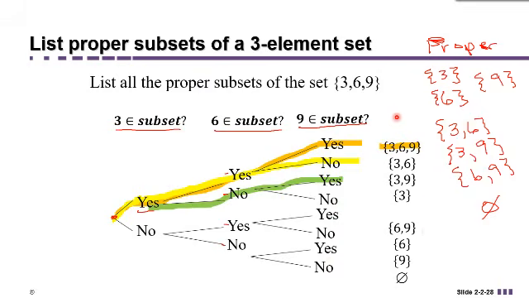Now the tree diagram gives you all the subsets. We only wanted the proper subsets. So our proper subsets are the ones that are not equal to the original set. All right, so there are 7 proper subsets and there are 8 subsets altogether. Some questions will ask you to actually list the subsets or the proper subsets. Other questions will just ask you how many there are. So one of the reasons why we're looking at tree diagrams is so that we can start to see a pattern.